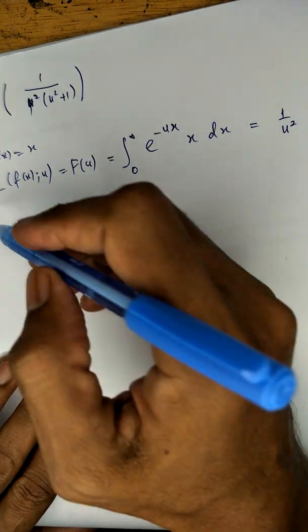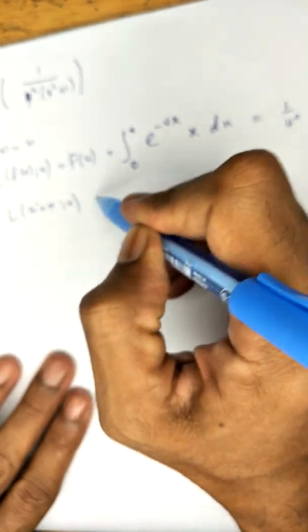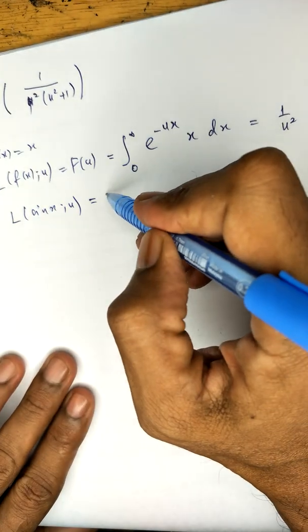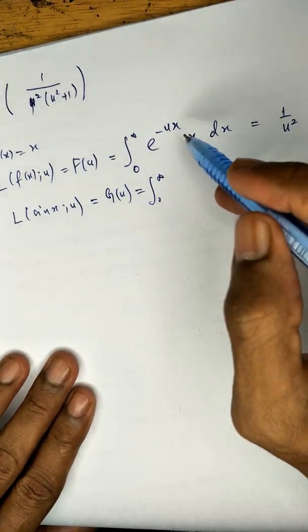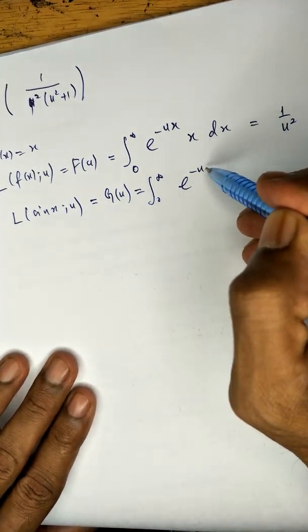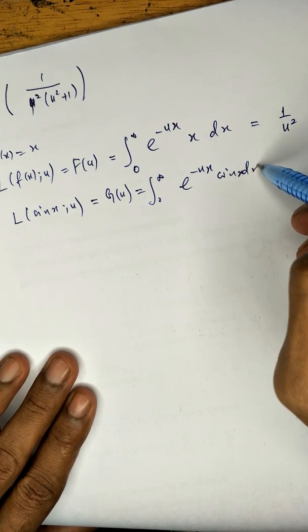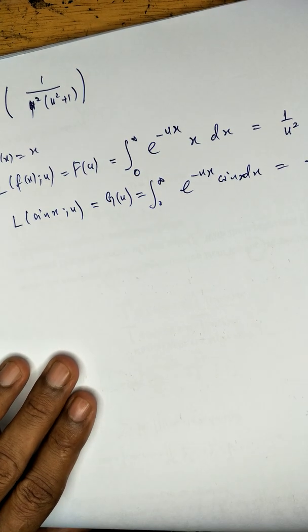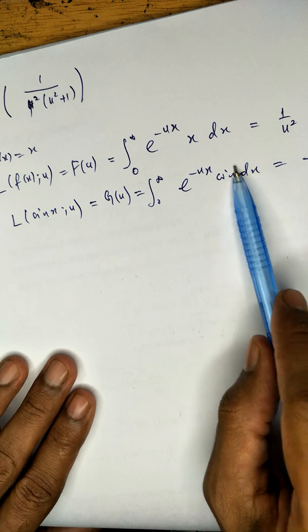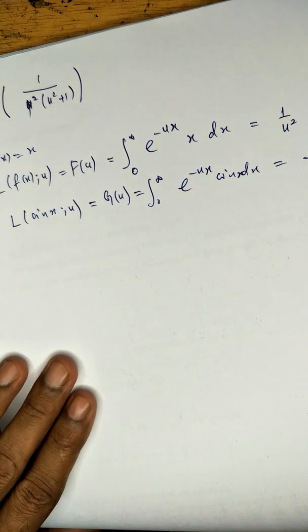Okay, and if you want to evaluate, let's say, sine of x, that gives you, let's say, G(u). This is the integral from 0 to infinity of e to the minus ux times sine x dx. That will give you 1 over u squared plus 1. Just use integration by parts.